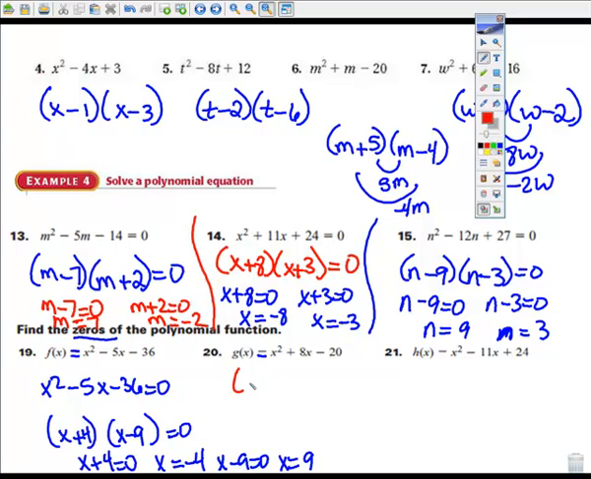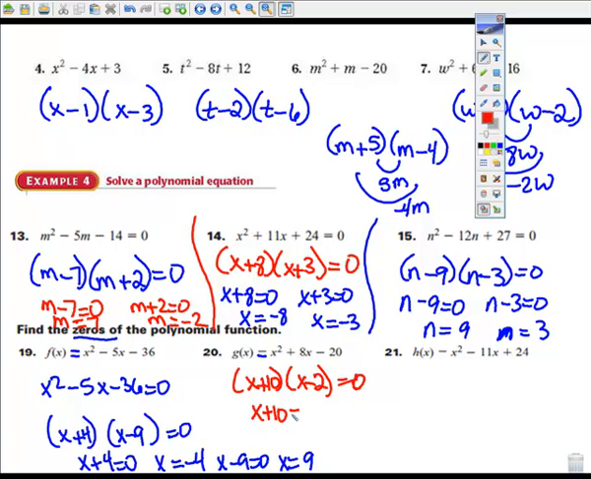So if I do set it equal to 0, I have an x and an x. I have to have a positive and a negative because I have a negative here. So I want factors of 20 that will give me an 8, and that's going to be a 2 and a 10. I need a positive 10 and a negative 2 because I need a positive 8.